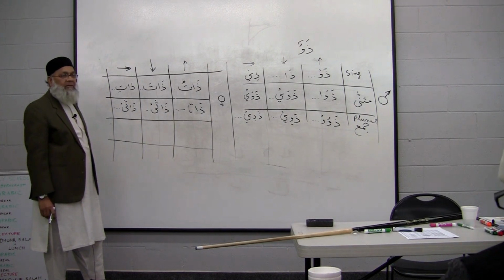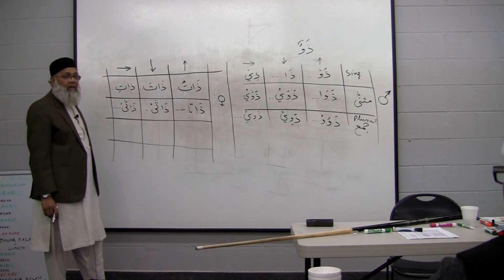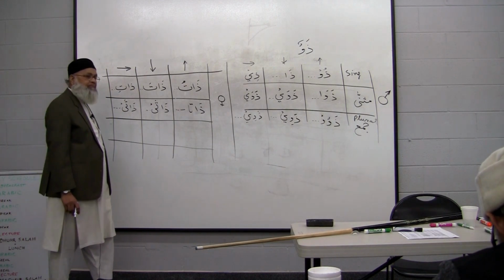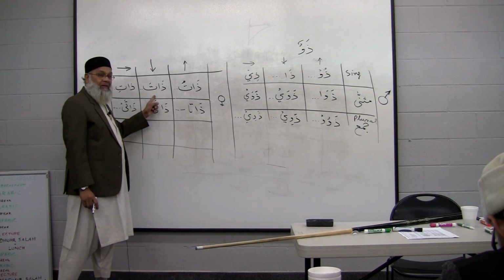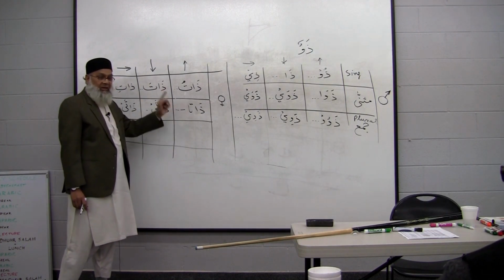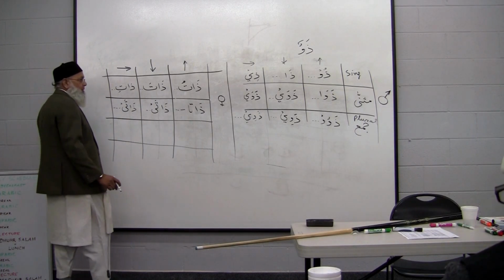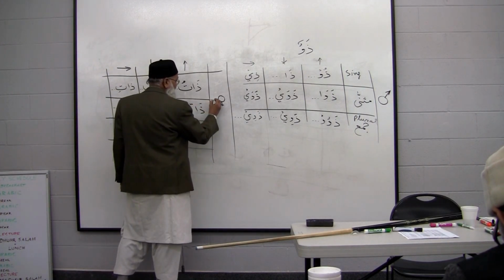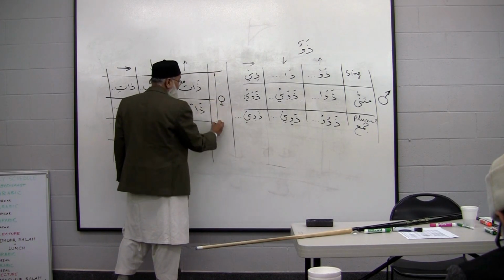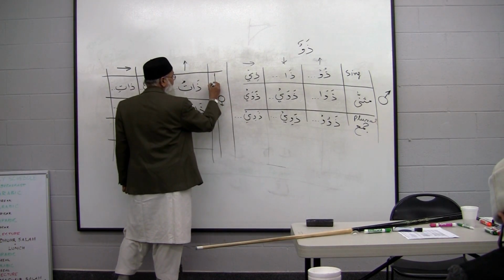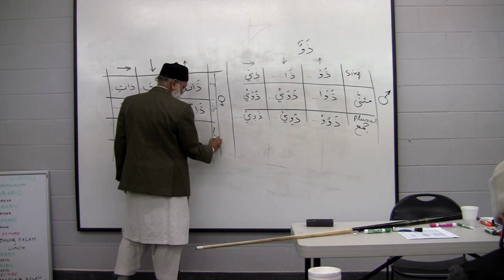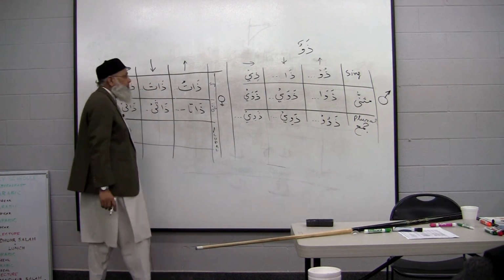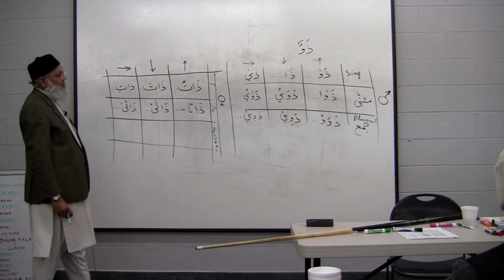Is it Zawata or Zata? Zata, Zata. You said Zawata. No, no, Zata. This is Zata. This is musanna. Now we come to the plural. This is singular, muthanna and plural, jama.